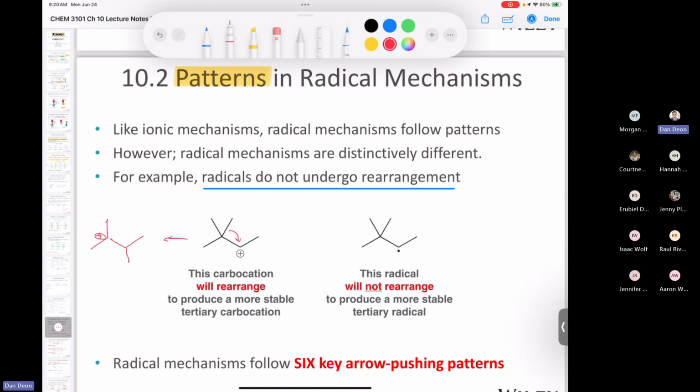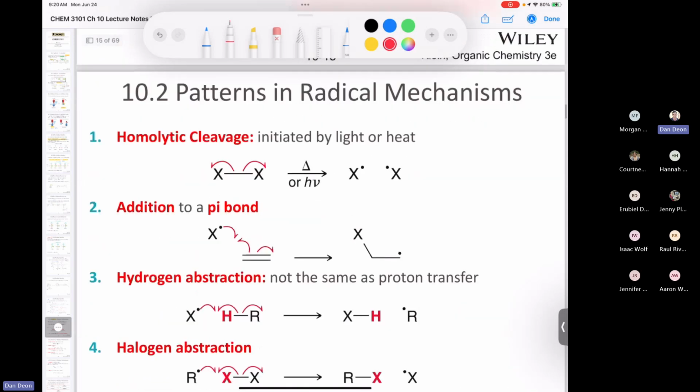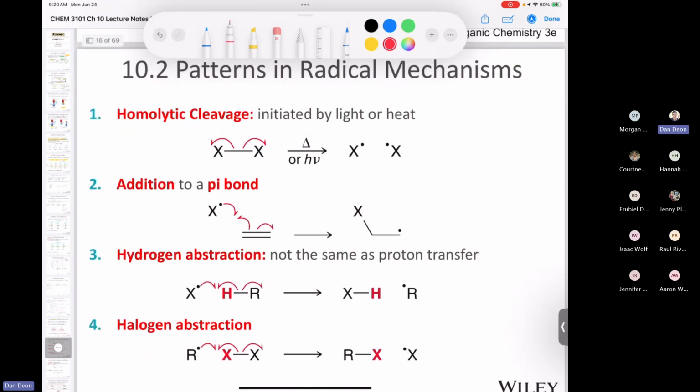But radical mechanisms, unlike the ionic mechanisms, which had four patterns, have 6 key arrow pushing patterns. And before you get intimidated and go, oh no, there's more of them and they're all squeezed into one chapter, hold the phone, okay? Just wait until you see the whole thing before you make any harsh judgments, okay? The first one is called a homolytic cleavage. So this is where you take something that is not a radical. So you see that's not a radical.